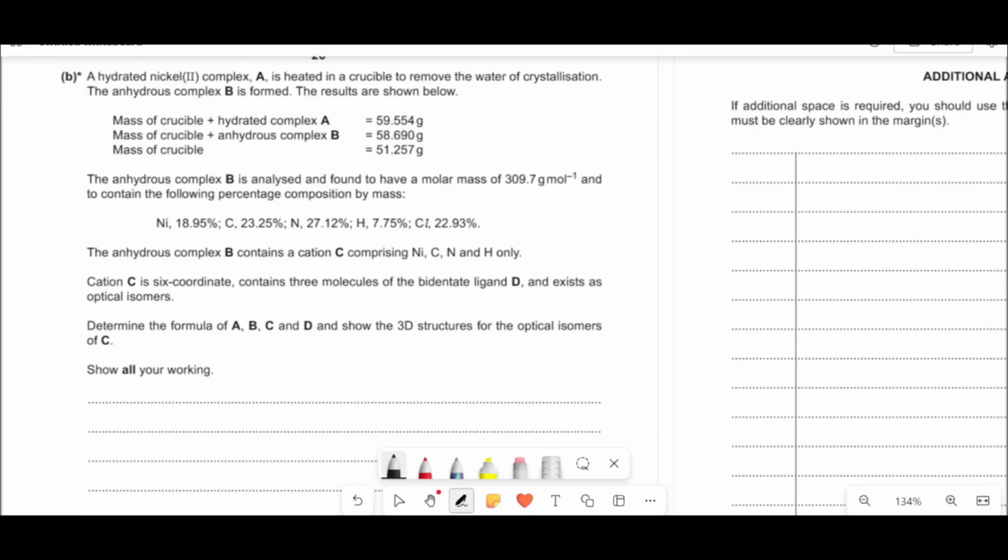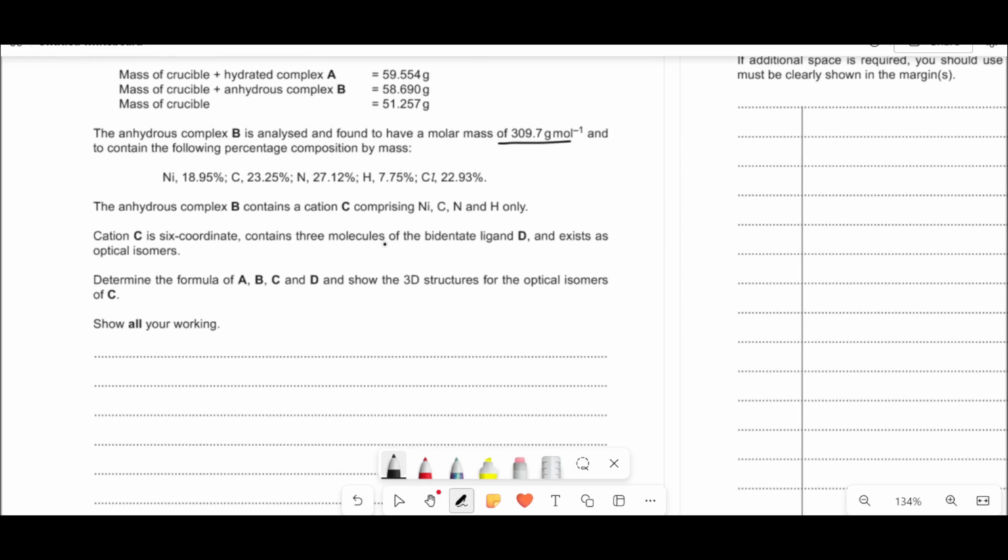So we have a hydrated nickel-2 complex, and it's heated in a crucible to remove the water of crystallization. The anhydrous complex B is formed, the results are shown below: mass of crucible, mass of crucible and hydrated complex, and mass of crucible and anhydrous complex. The anhydrous complex B is analyzed and found to have a molecular mass of this, and its percentage composition is this. The anhydrous complex B contains a cation C containing these things only, and cation C is 6 coordinate, contains 3 molecules of this bidentate ligand D, and exists as optical isomers. Determine the formula of A, B, C, and D, and then determine the optical isomers of C.